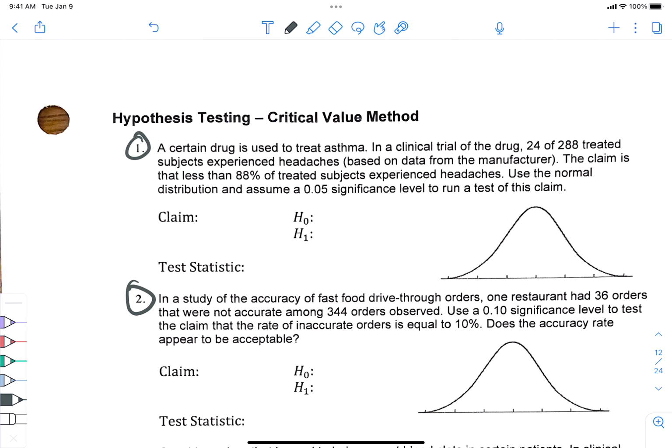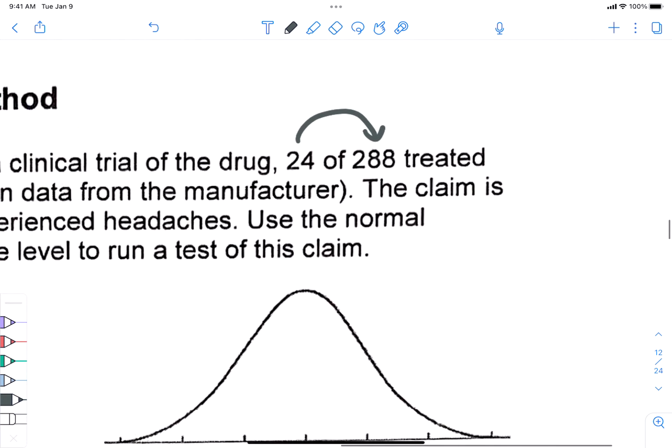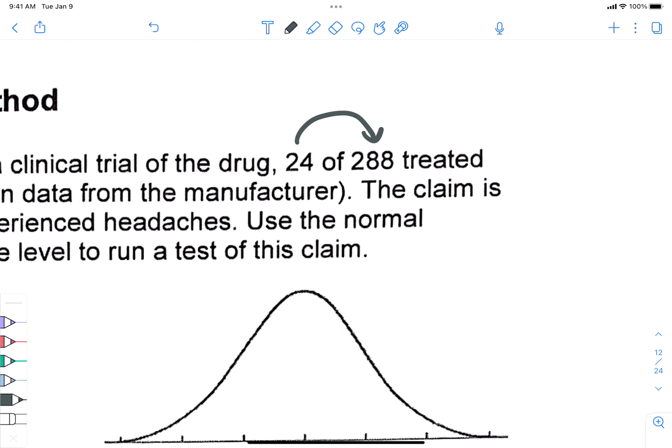Now number 1, let's get you started with your p hat and p. A certain drug is used to treat asthma. In a clinical trial of the drug, 24 of the 288 treated subjects experienced headaches. That gives us a couple different things. Figure that out to get p hat. P hat is going to be 24 out of the 288, which is, I don't know what percent.